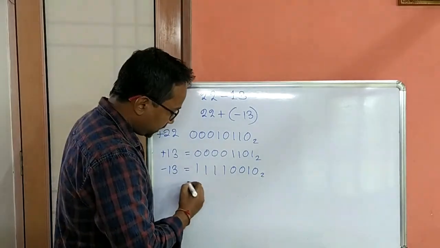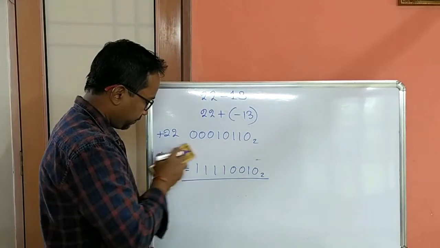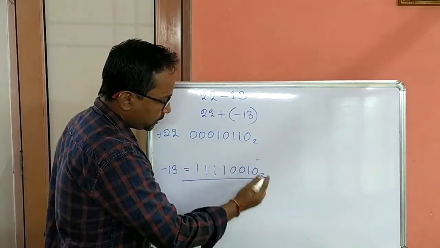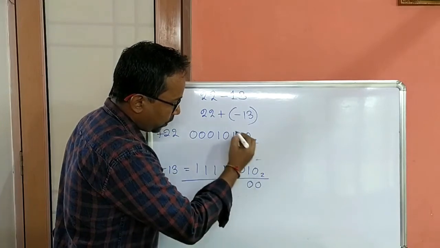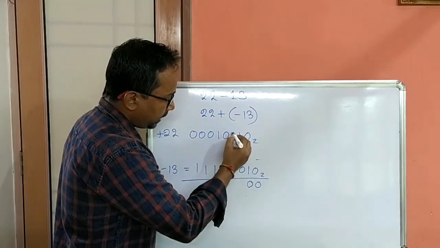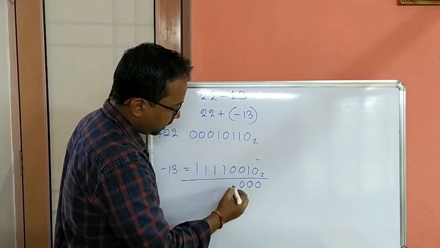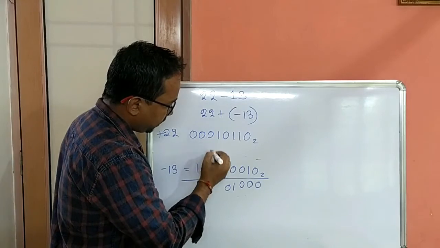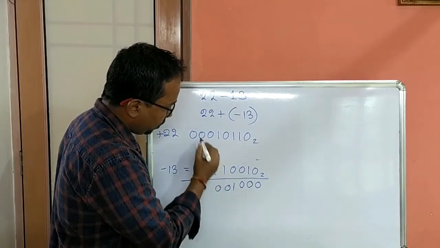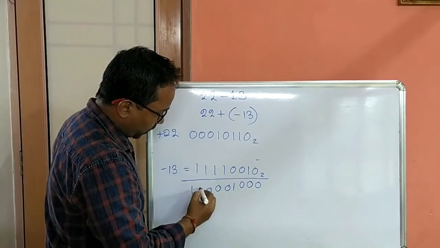Now we have to calculate their sum. 0 plus 0 is 0; 1 plus 1 is 10, the sum is 0 and 1 carries to the next higher column; that 1 plus this 1 plus 0 is again 10, here 1 is coming; then 1 plus 1 is 0, 1 will carry this side; that 1 plus this 1 is again 10; then 1 plus 1 is 10, and the last 1 plus 1 is 10.